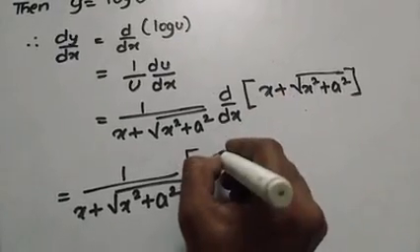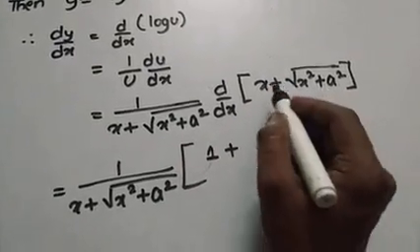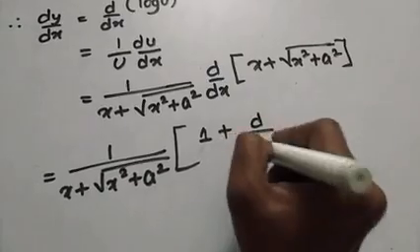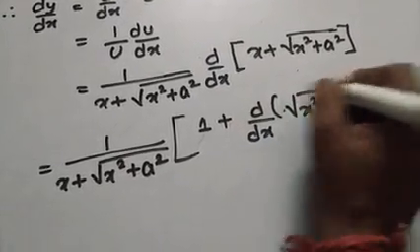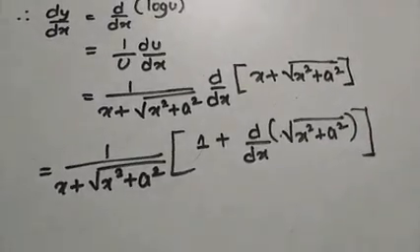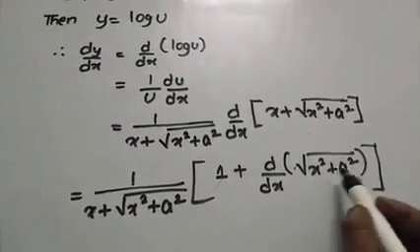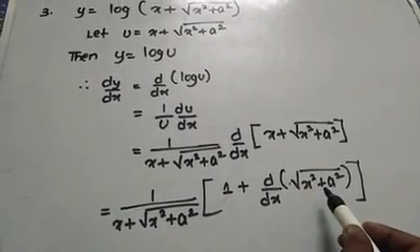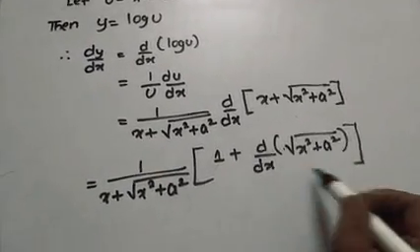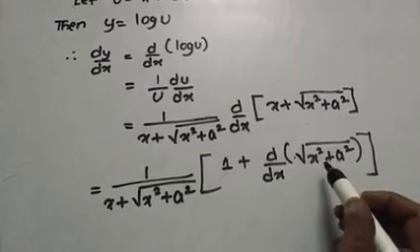d dx of x is 1. We know that d dx of x is 1. Now we have to differentiate this part. For differentiating this part, we have done the same thing previously in the last question. So again, by using the same rule and same technique, we will differentiate this part also.